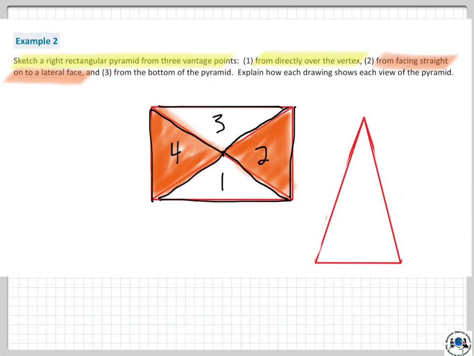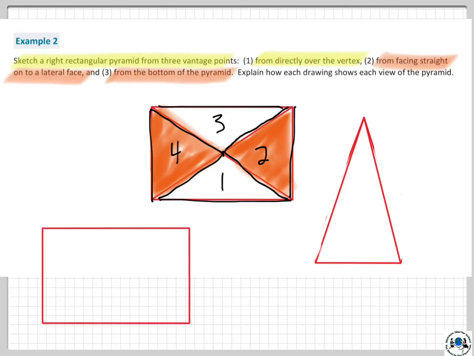So finally, you're going to draw this right rectangular prism from the bottom of the pyramid. So go ahead and draw that. And that, of course, was probably the easiest one, because if you just flip that over and looked at your pyramid from the bottom, you would, of course, just see a rectangle, okay? And there's your rectangle, and that's the bottom, all right?